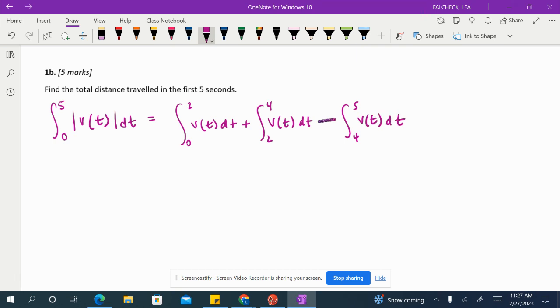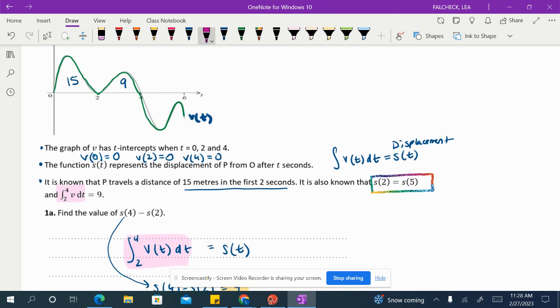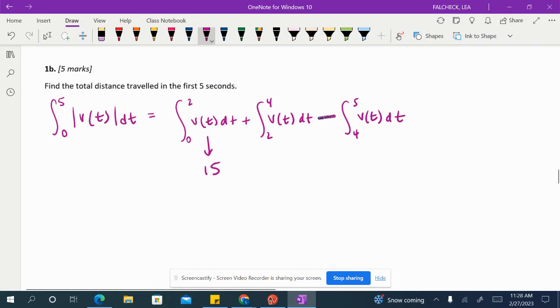Okay, so the integral of velocity from 0 to 2 is 15. They already gave that to us up here, right? The area under the curve from 0 to 2 is 15. And then they give us 2 to 4 as well. They give it to us as 9. So we're going to go ahead and put this as 9. So I've got 15 plus 9 minus, and then what is this one? We do not know. Let's figure it out.